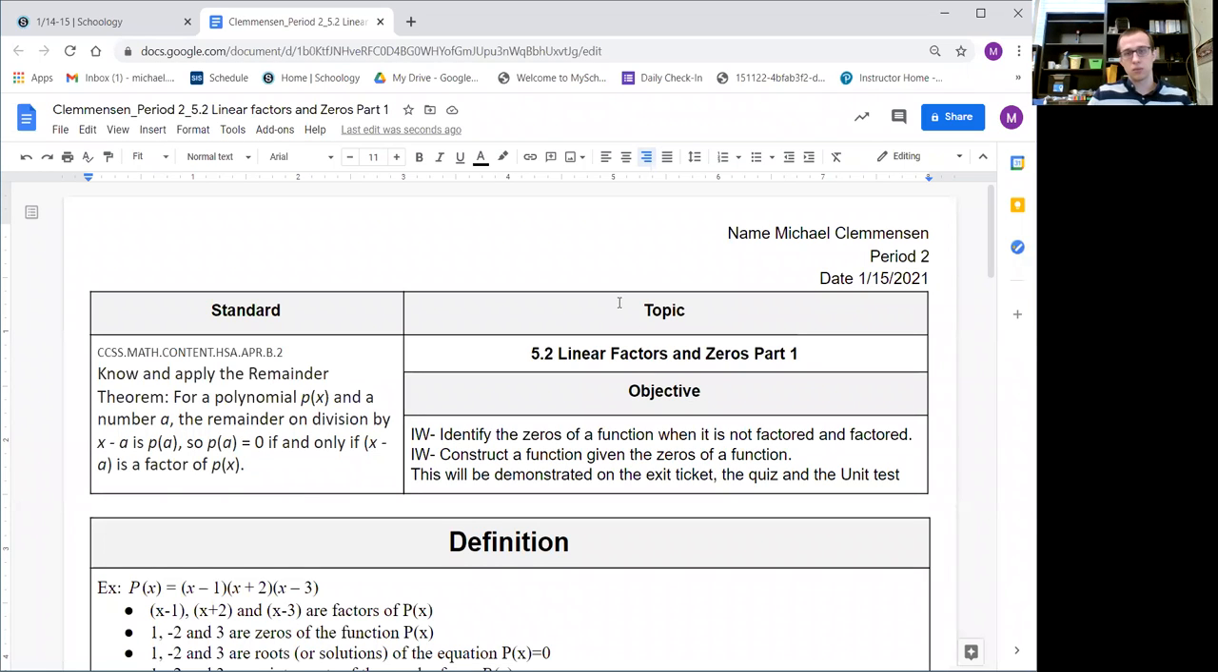So today's lesson is about linear factors and zeros. This is part 1 of 2. We'll have the next part for you all on Wednesday, since we have that Monday off next week.